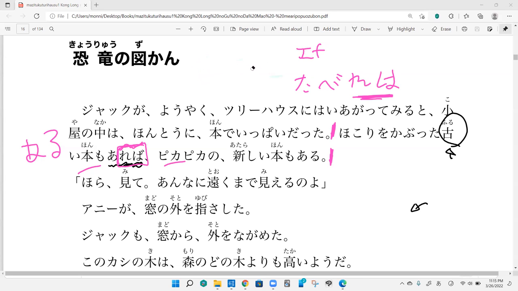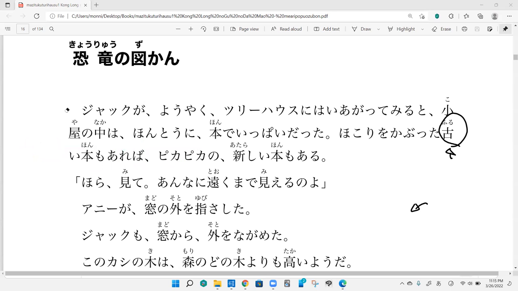So this gets a little weird right here, because it's if in a when-like way. So if there's old books, there's also new books. But it's said in like a statement. So it's just a difference between English and Japanese. I'm not sure how you'd phrase that in English. When there is these two things, but it's said in an if-then there is this kind of way.